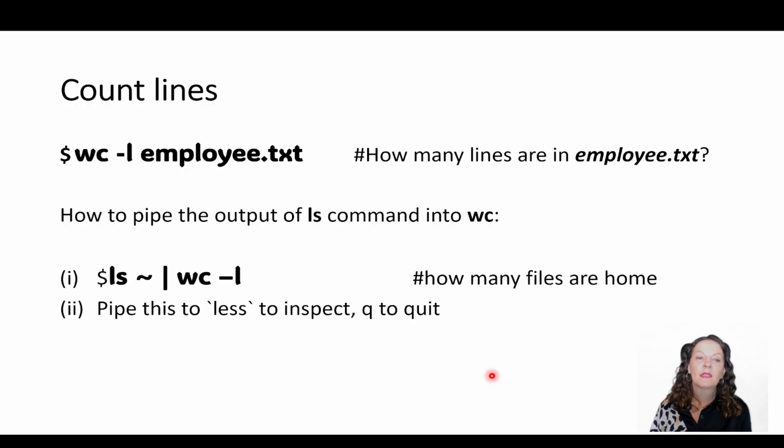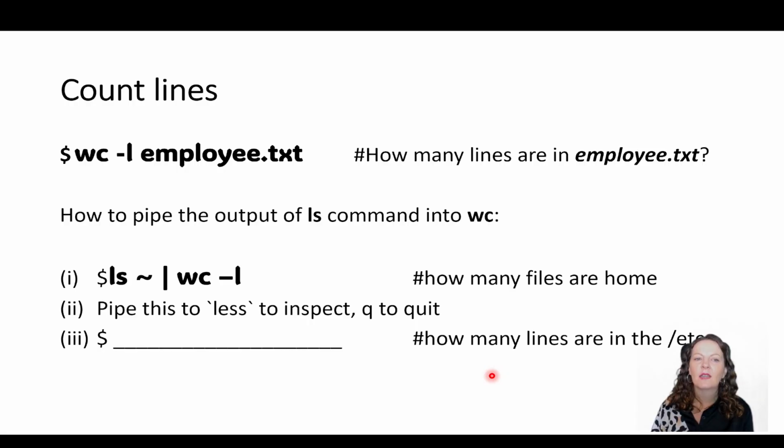So pipe this to less to inspect. If you decide that on your home there was a load of files, there was 100 files, and now you're trying to scroll back up to see, well, what were the first ones that were there? Instead of that, you just pipe it into your less. And how many lines are in the /etc? What is the command for that?